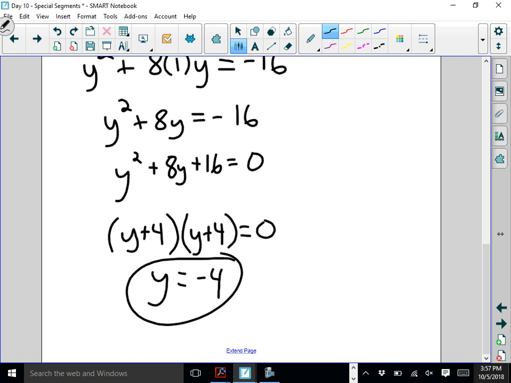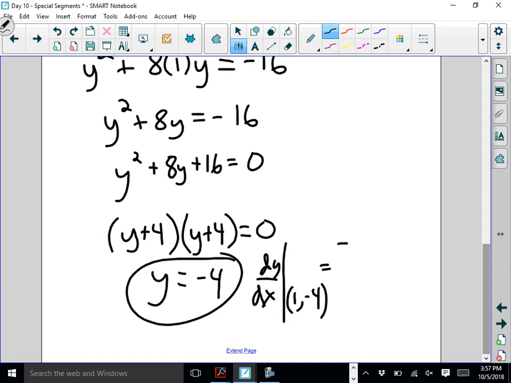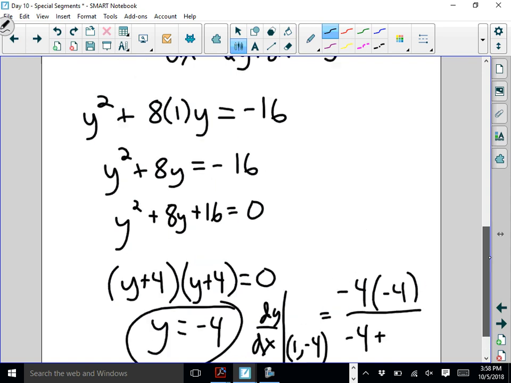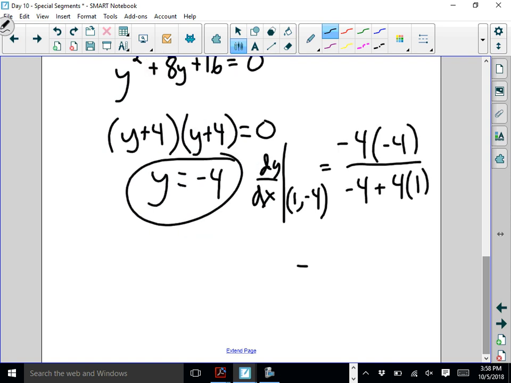So now I can go back to my derivative. Now I know I want to evaluate dy/dx at the point (1, -4). So let's take a look. I got -4y over y plus 4x. So -4 times y, which would be -4, over y, which is -4, plus 4x. So instead of 4x, it would be 4 times 1. So on the top of the equation here, I end up with a +16. And on the bottom, I end up with -4 plus 4. Uh-oh. I get 16 over 0 as an answer.